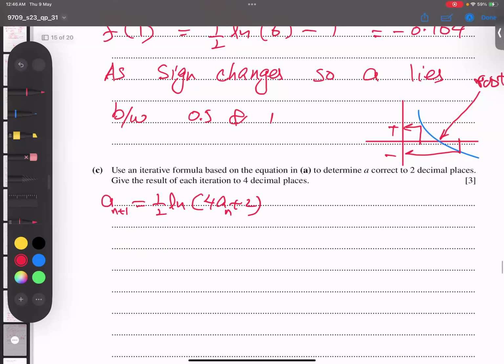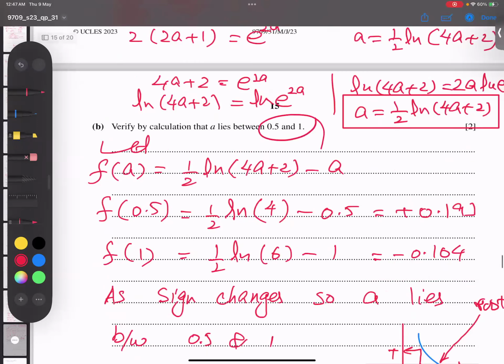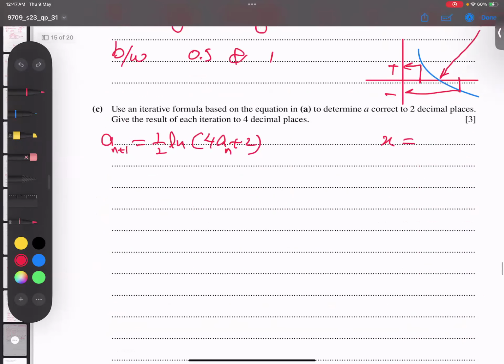Okay, student, as we know, sometimes the initial value is given in the question, but sometimes not. When not given, we find the average of which numbers? The numbers between which the root lies. So 0.5 and 1. So I got the first value, which is 0.75. And now, first of all, I will plug in n equals 1.